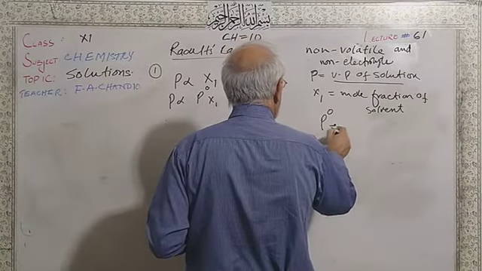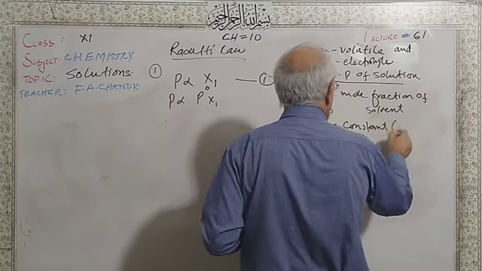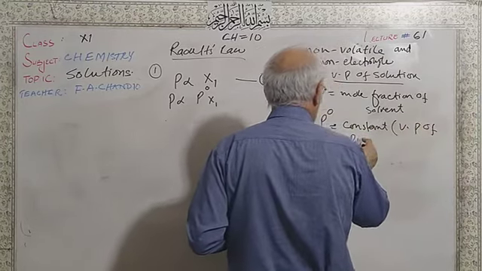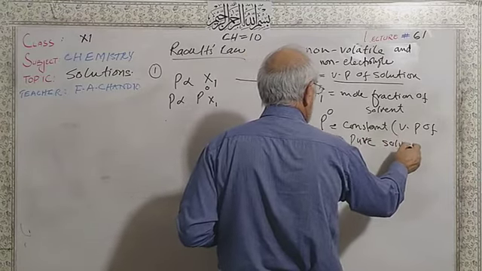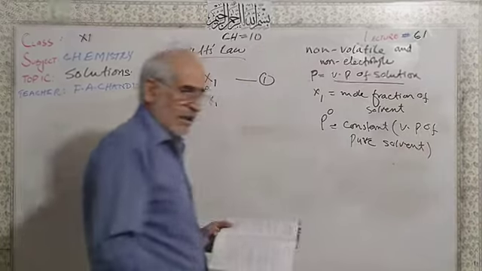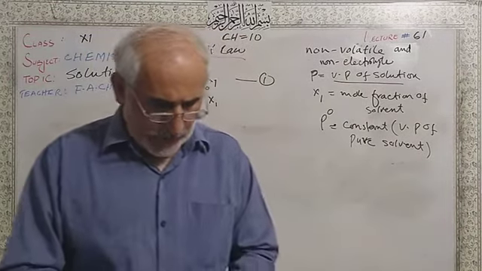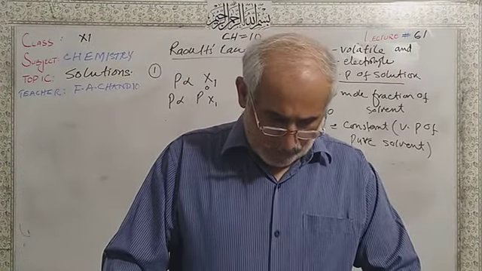This is the constant, and it is the vapor pressure of pure solvent. Water, like this one, pure solvent. It is the vapor pressure of pure solvent. So P is equal to P naught X1.